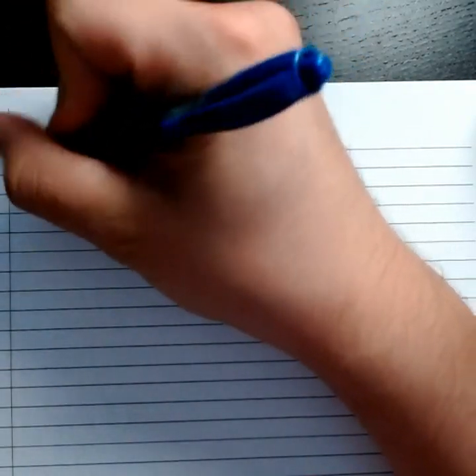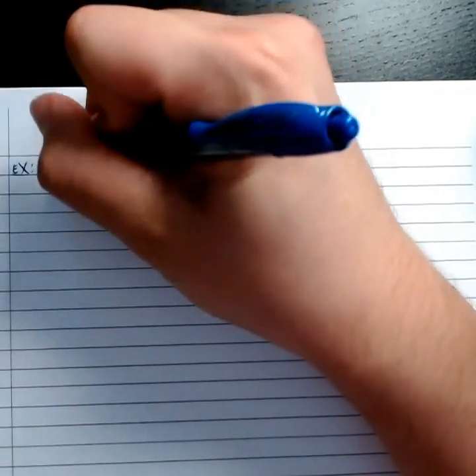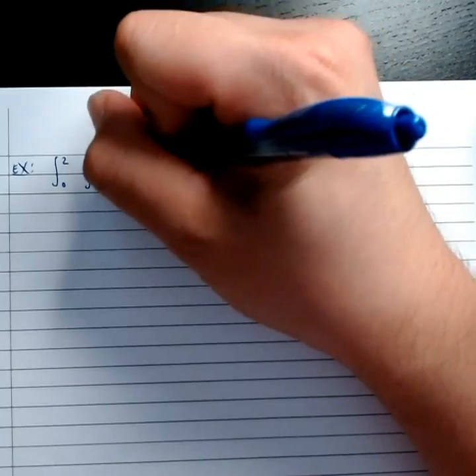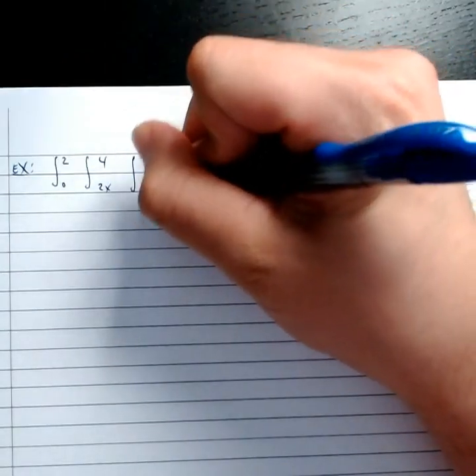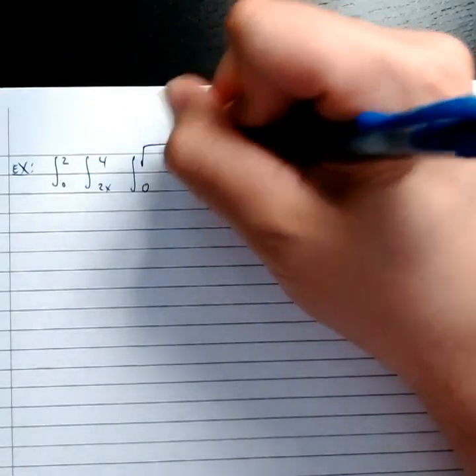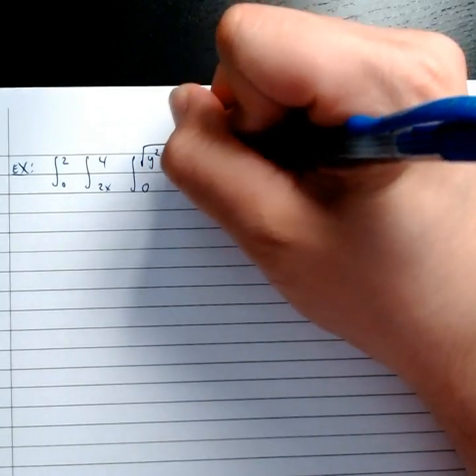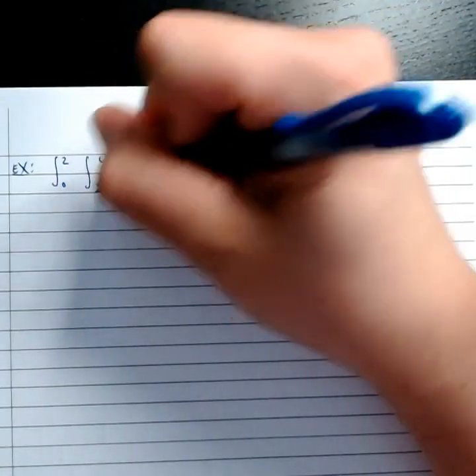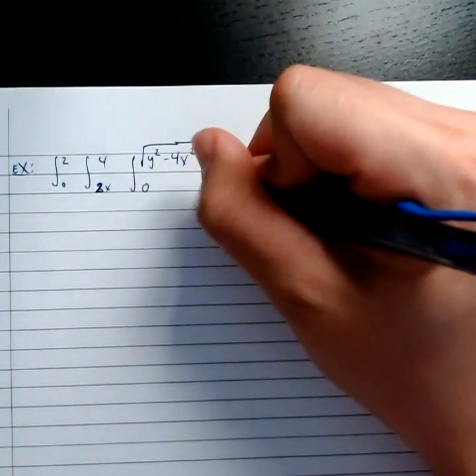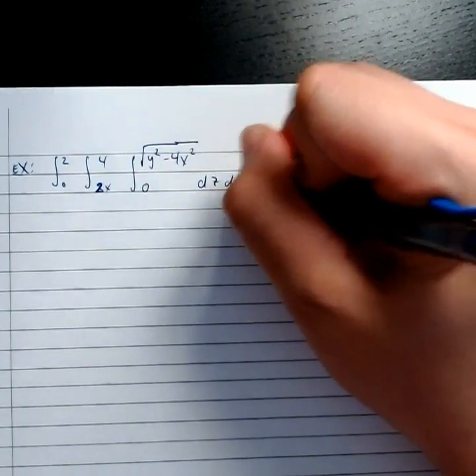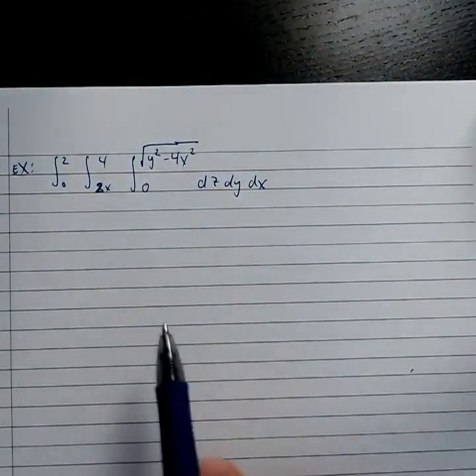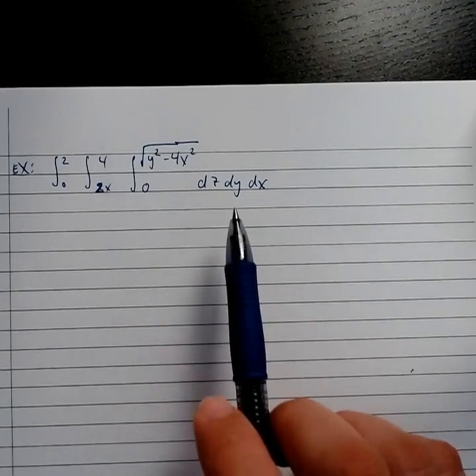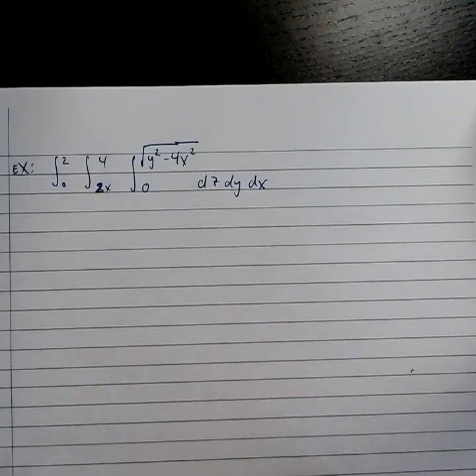Let's go ahead and take this one: the integral from 0 to 2 of the integral from 2x up to 4 of the integral from 0 to the square root of y squared minus 4x squared, like this. That's a 2 right there. And dz dy dx. And here the question isn't to evaluate this. The question is to change the order of integration. And here they've even told us which order of integration to change to.